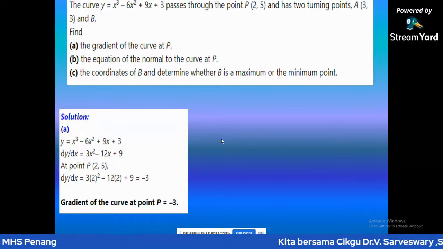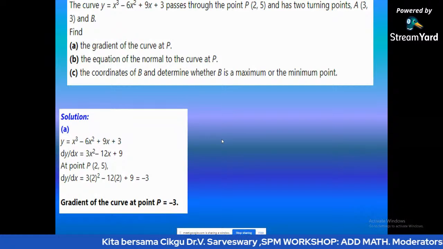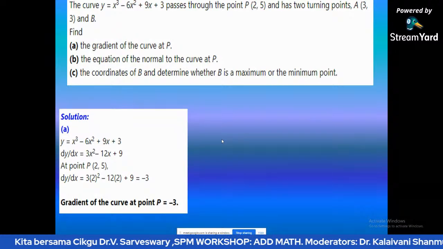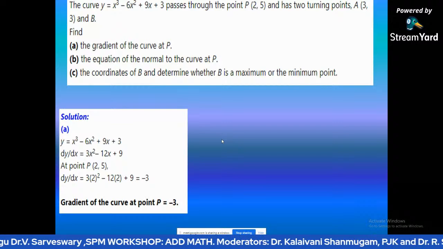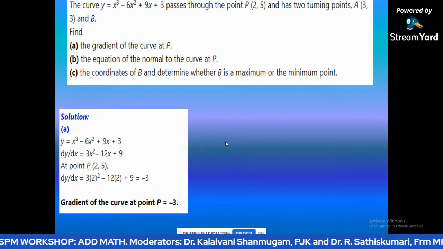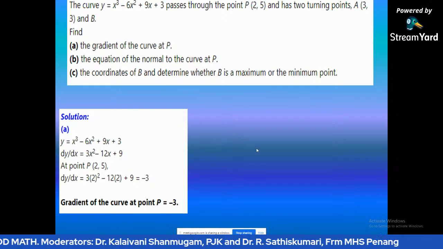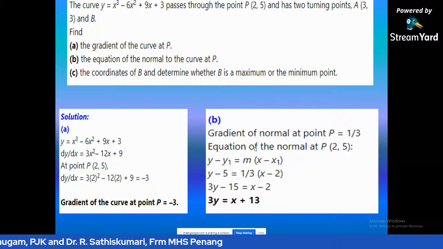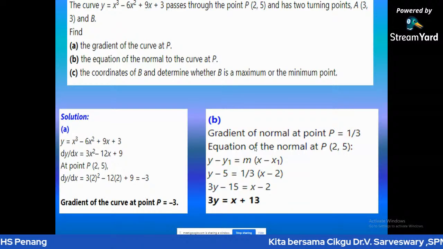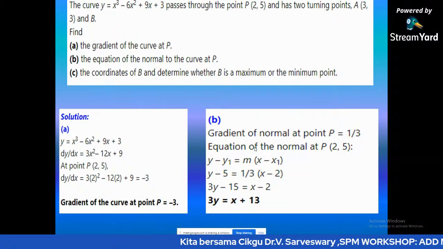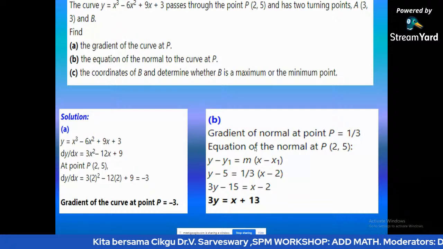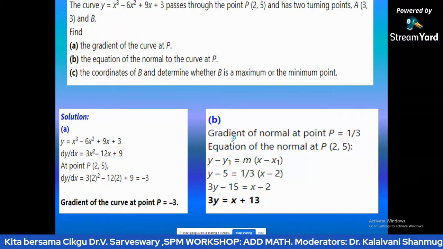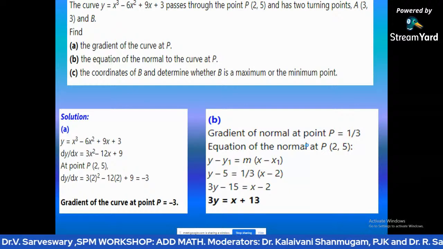Then now you want to find the equation of the normal to the curve. If you want to find the equation of normal to the curve, then that means you need to know the gradient of normal. So what is the gradient of normal? Just now teacher already told, right? m1 times m2 equals negative 1. If your gradient of tangent is negative 3, negative 3 times m2 equals negative 1. So your m2 is negative 1 divided by negative 3, which equals 1 over 3. So over here, gradient of normal at point P is 1 over 3.